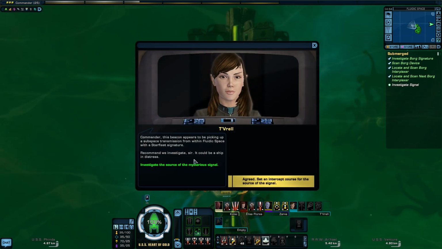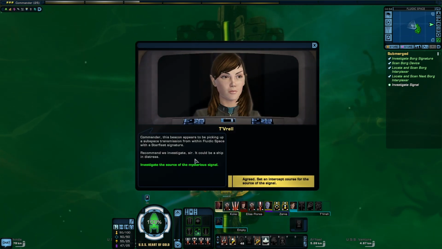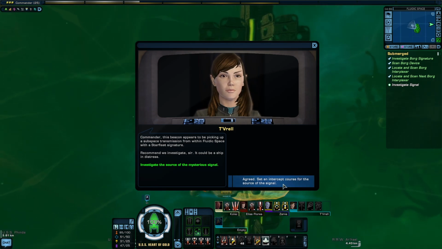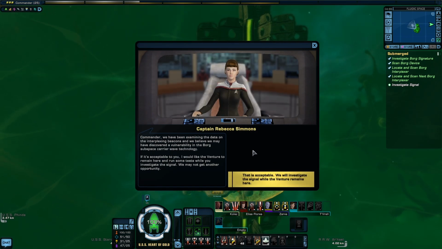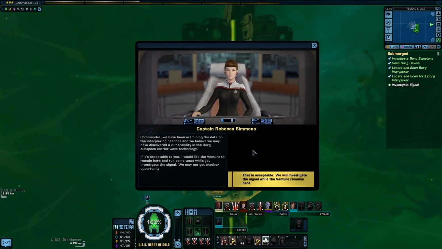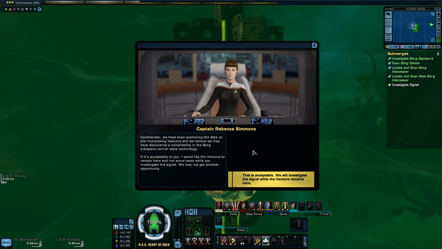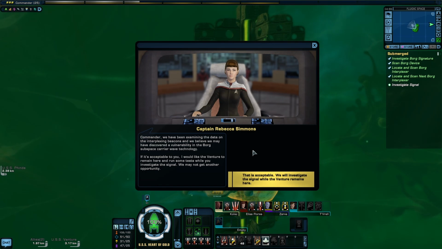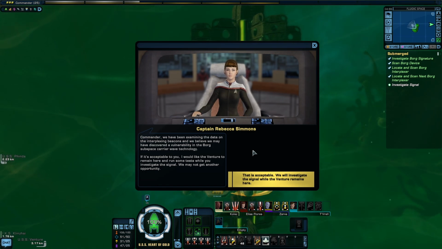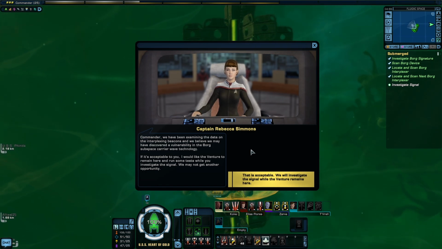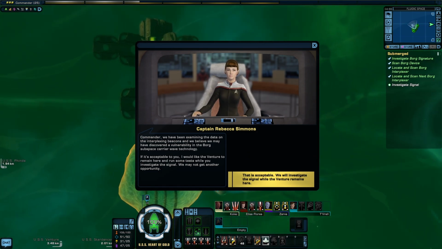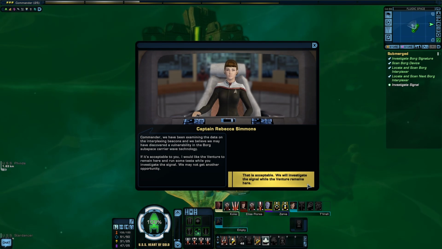This beacon appears to be picking up a subspace transmission from within fluidic space with a Starfleet signature. Recommend we investigate. It could be a ship in distress. Agreed. Set course. We've been examining the data on the interplexing beacons, and we believe we may have discovered a vulnerability in the Borg subspace carrier wave technology. If it's acceptable to you, I would like the Venture to remain here and run some tests while you investigate the signal. We may not get another opportunity. I hate splitting up the force like this, but I don't see any other choice. We'll investigate the signal while the Venture remains here.